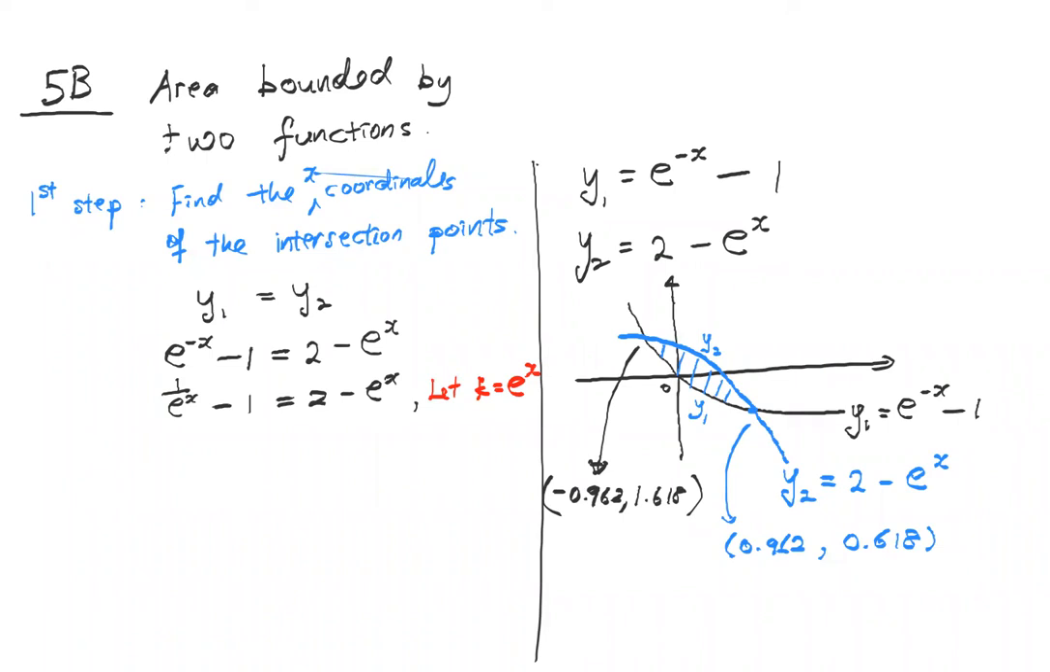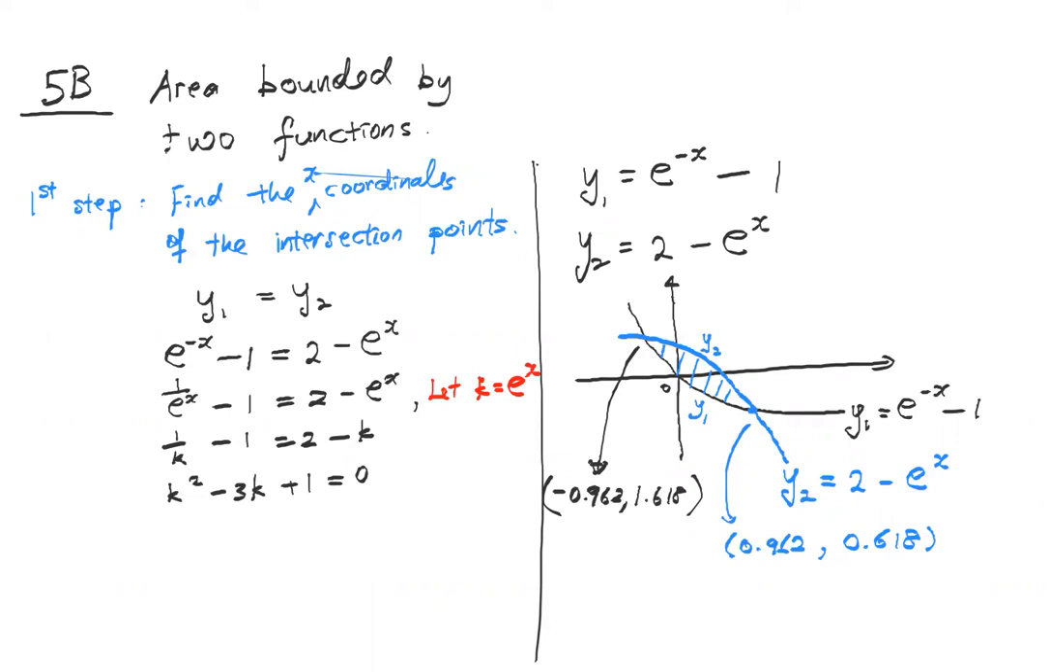Okay, so this will be 1 over k minus 1 equal to 2 minus k. Correct? So I will have k squared minus 3k plus 1 equal to 0. Am I right? Then I use my scientific calculator to get the answer. Then you can get x later on. So can they ask you to find like that? The answer is yes, exact value. So I'm not going to work it through again.